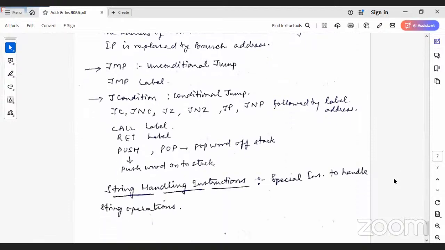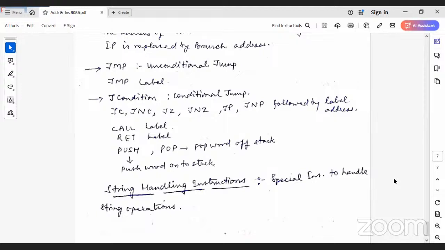Now string handling instructions. This I have not put. You can see the material. String means it is a group of words. So you know in C language also you will come across this string, group of words. So that is a string. This is a special feature for your 8086. One full block of data can be moved from one position to another position. So generally a block of data is moved from one memory location to another memory location.